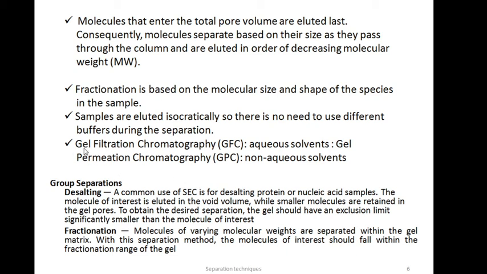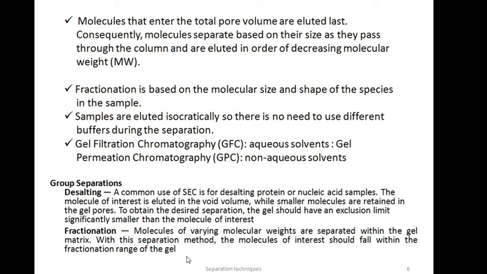I told you gel filtration chromatography involves aqueous solvents and gel permeation chromatography involves non-aqueous solvents. Okay, this is about the principle. A little bit more about this chromatographic technique.